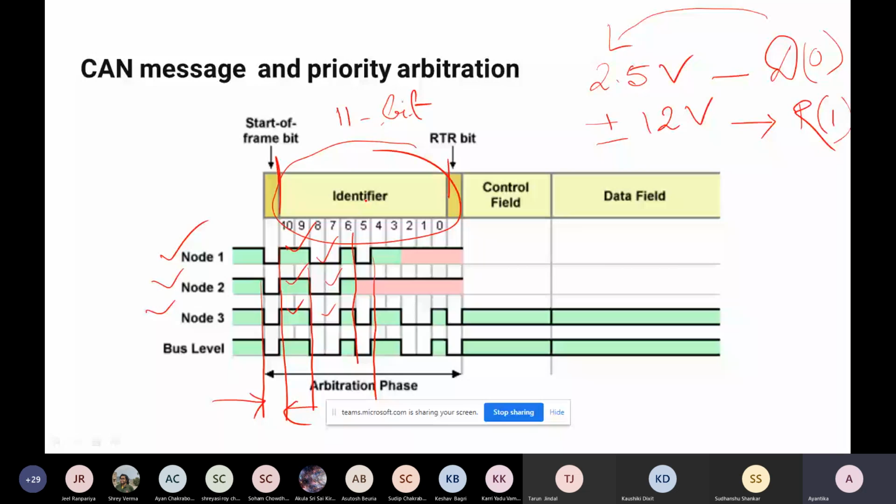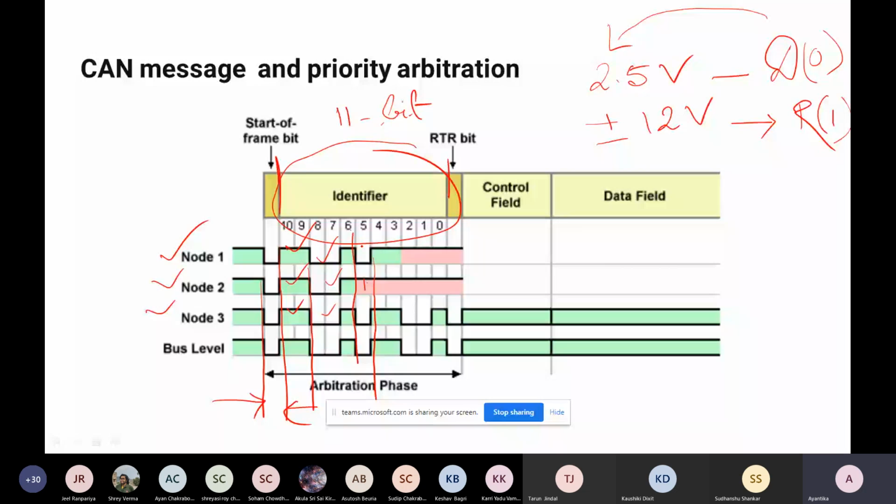Okay. Now come to this cycle 5. Here you can see node 1 is at 0 level, node 2 at 1, and node 3 at 0 level. Since we consider zero dominance in CAN communication, node 1 and node 3 will be in the high priority state. Whereas node 2, since it is sending a 1 level in the bus, is losing the competition in terms of priority.